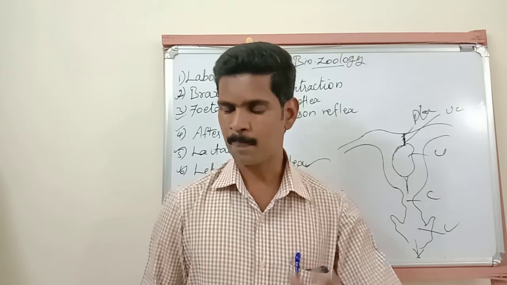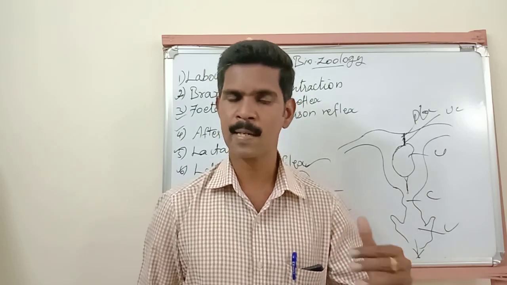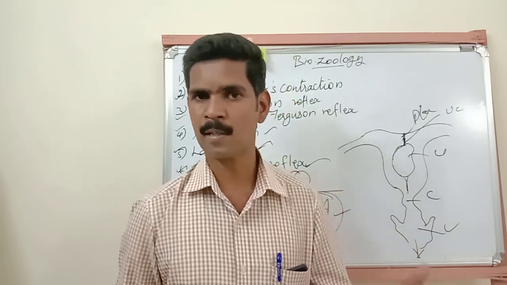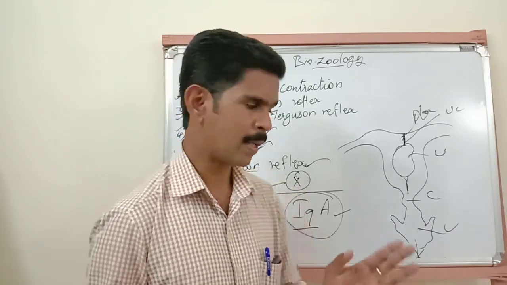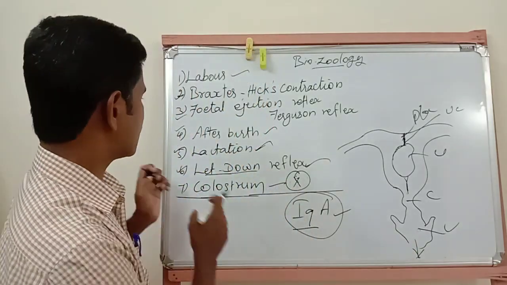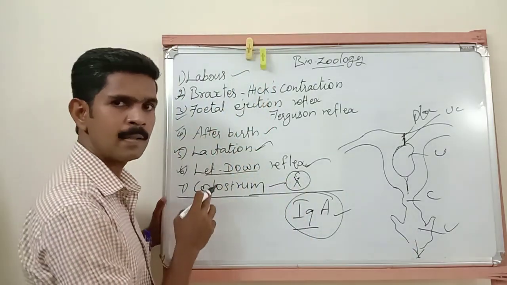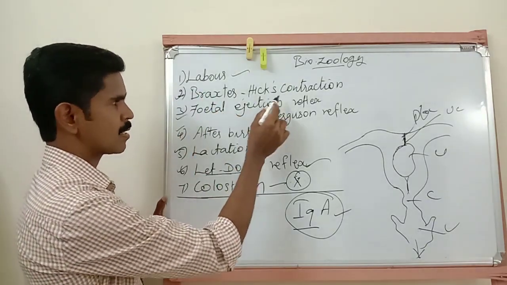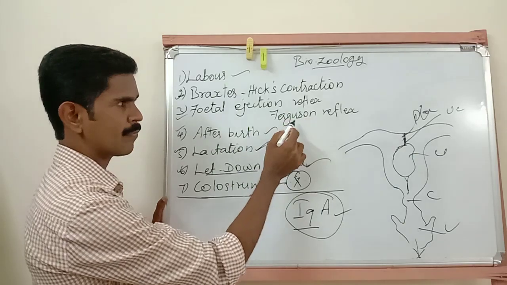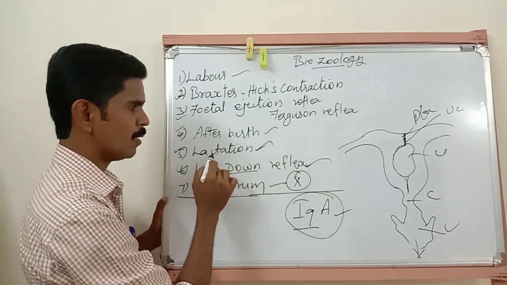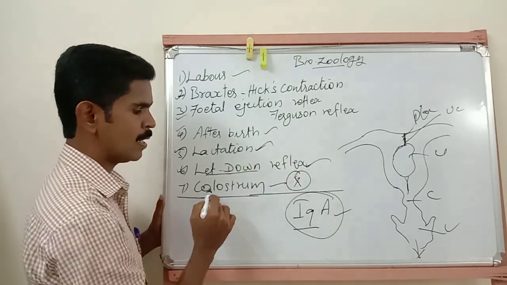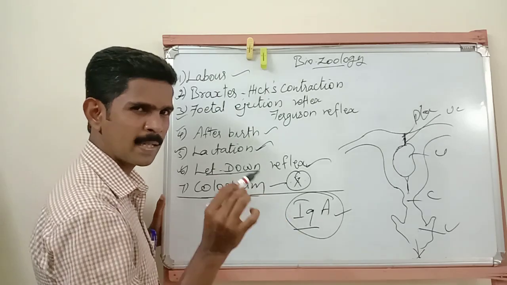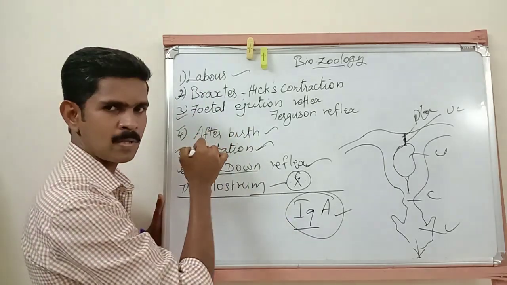I hope you remember the questions I explained in the previous classes, everything you studied. Today we have only 2 more questions in the second chapter: labor, Braxton Hicks contraction, fetal ejection reflex or Ferguson reflex, afterbirth, lactation, let-down reflex, and colostrum. So once again I repeat all these questions and answers.